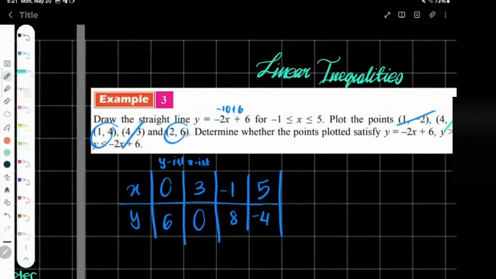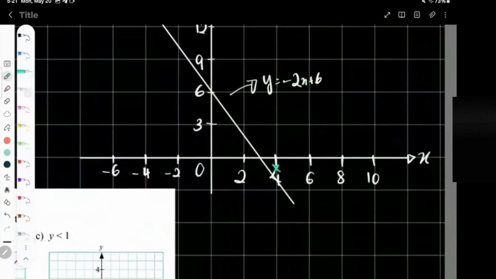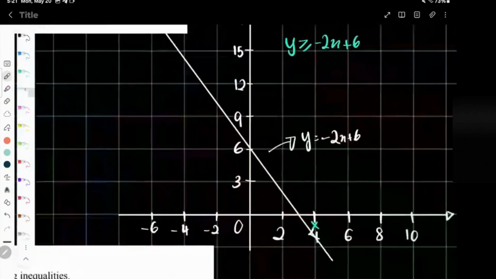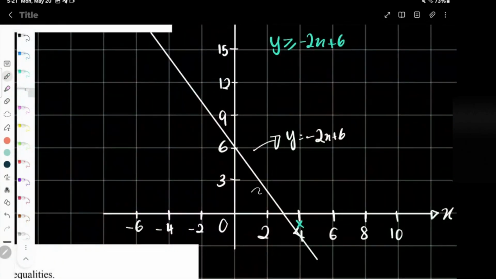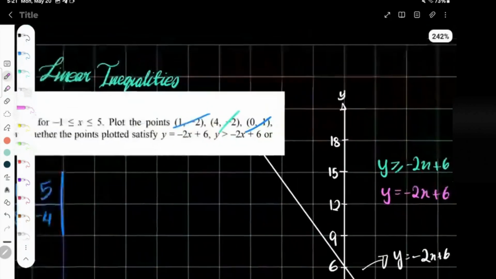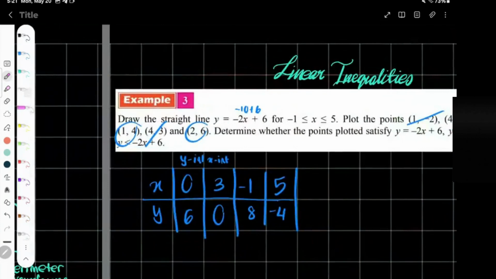The second one, 1, 4. Where is 1, 4? So 1 is here, 4 is here. So it is on the line. So the equation is actually y equals negative 2x plus 6. Very simple. Now the last one, 2, 6.